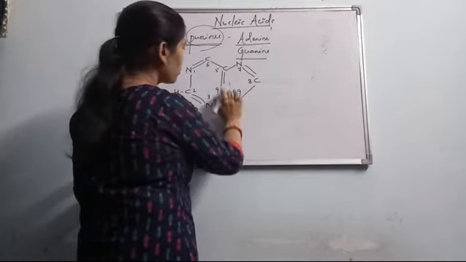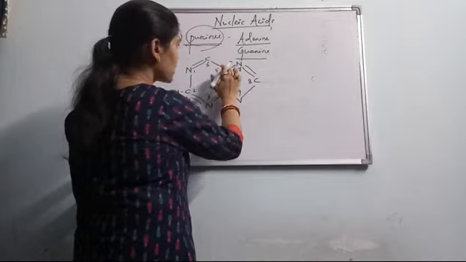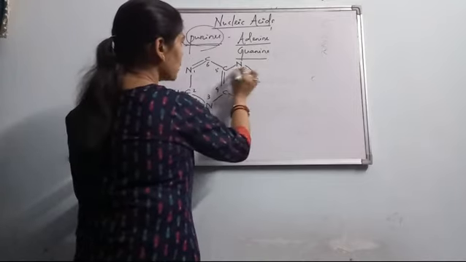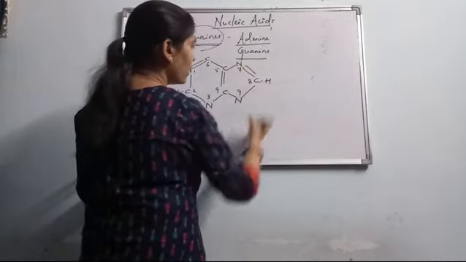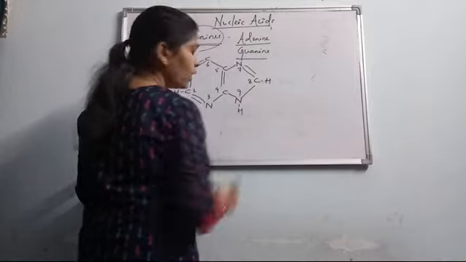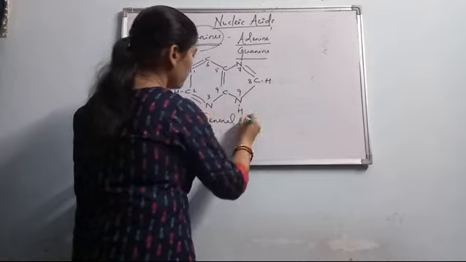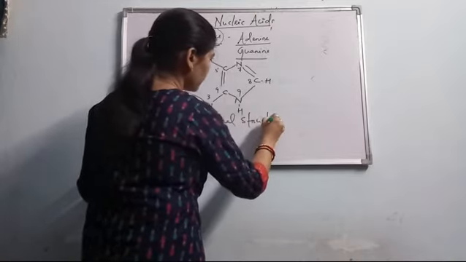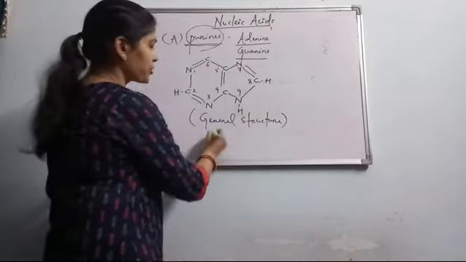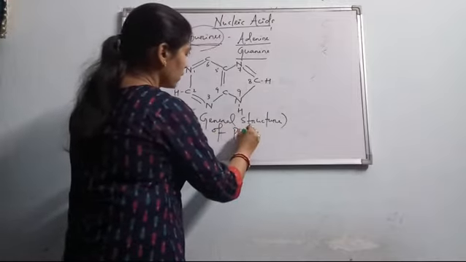Then it is also 1, 2, 3, 4 hands are packed. This carbon is also packed. This nitrogen is also packed, and this needs 1 hydrogen, and this nitrogen needs 1 hydrogen. So this is the general structure of a purine.